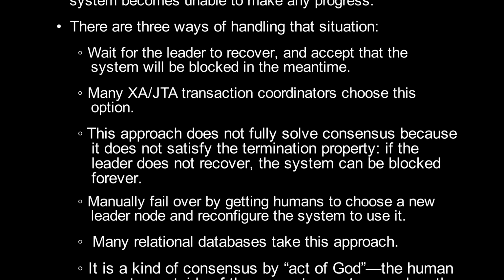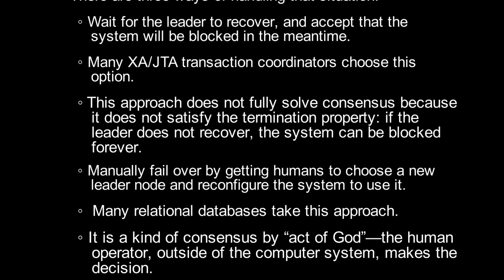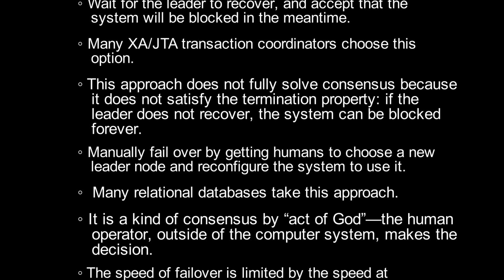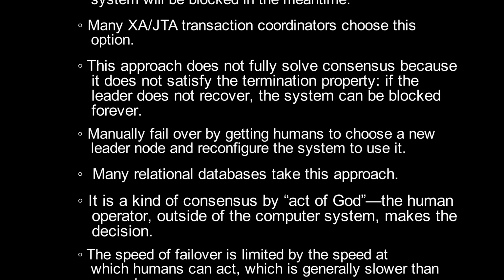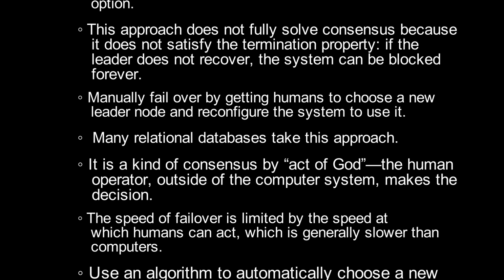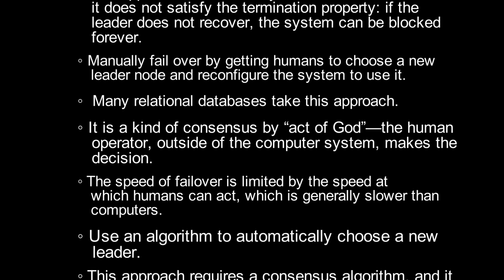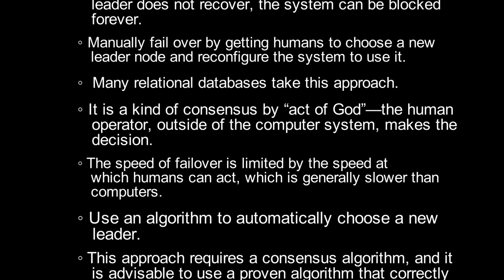Manually fail over by getting humans to choose a new leader node and reconfigure the system to use it. Many relational databases take this approach. It is a kind of consensus by act of God. The human operator, outside of the computer system, makes the decision. The speed of failover is limited by the speed at which humans can act, which is generally slower than computers.